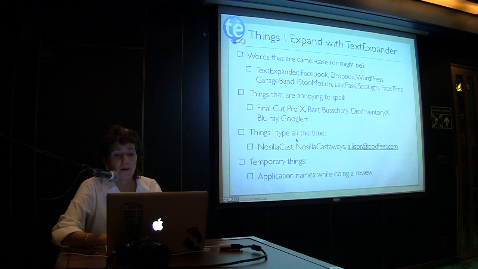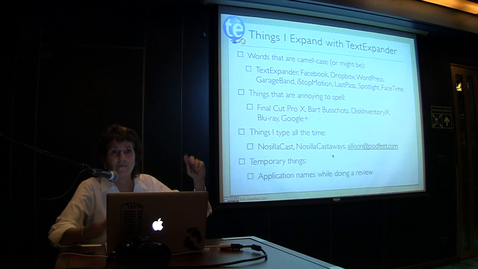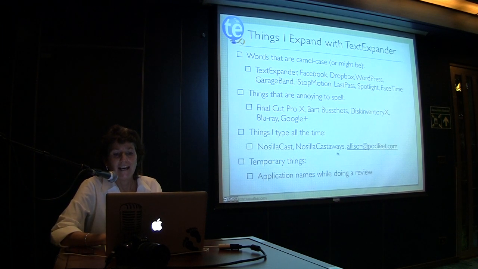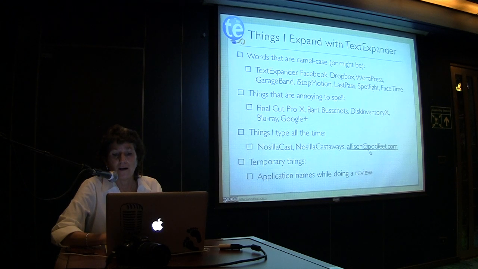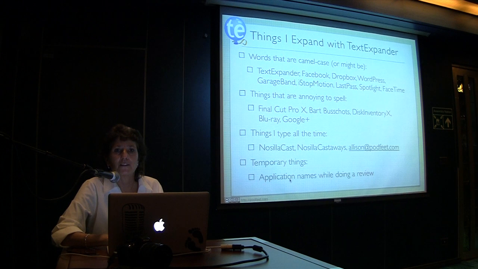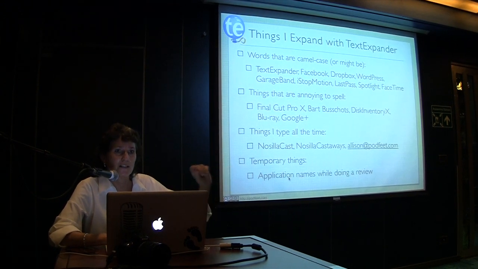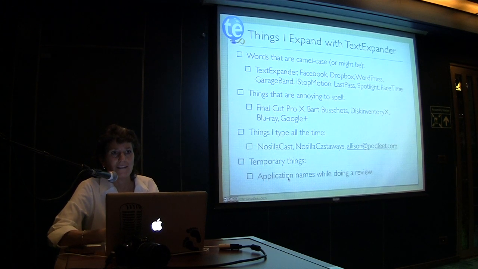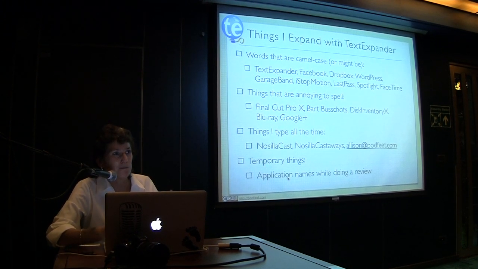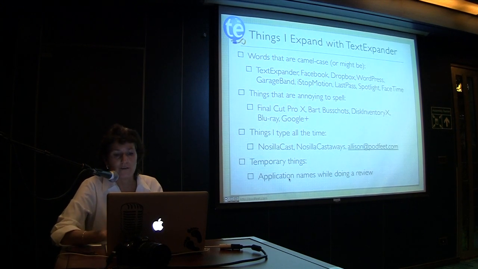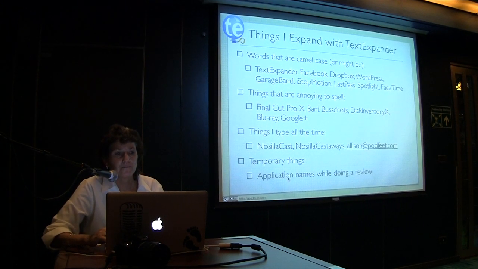Also things that I just type all the time. I type NosillaCast, NosillaCastaways. That's the name of my, we'll call it a fan club, the crazy über people that really like the show are called the NosillaCastaways. And so, you know, spelling that's a lot of work. My email address, I spell that all the time. I also do it for temporary things, just like putting things in the left sidebar because you're going to need them temporarily. I do that like when I'm writing a review and it's an annoying name of a product. Because sometimes, again, is it upper, lowercase, or the two words squished together, or whatever, I never know, so I use it for those temporary things.